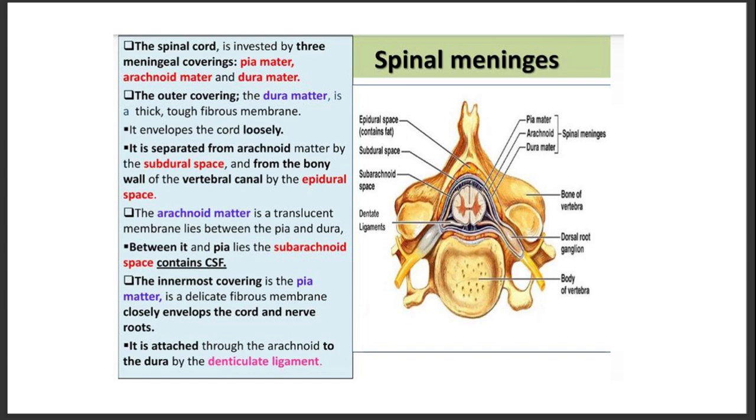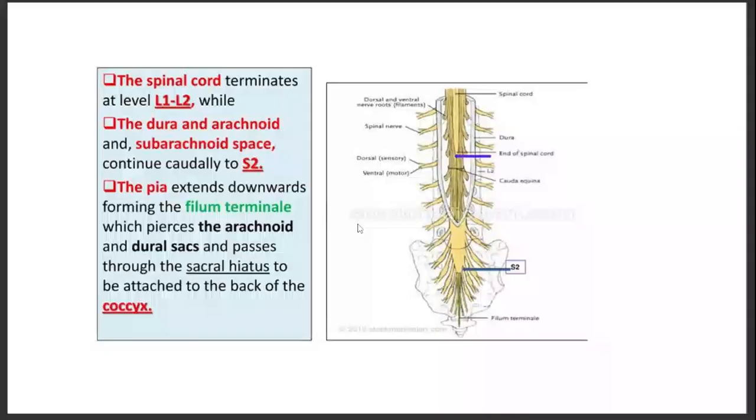Actually, the cerebrospinal fluid is going to be found just inside these meninges, and we talked about where they are found: in the subarachnoid space. Okay, that's the one that contains cerebrospinal fluid. The inner layer is delicate. When you look at the pia mater, it is attached through the arachnoid to the dura by the denticulate ligament. You have these ligaments that basically hold these layers, you can see it here.